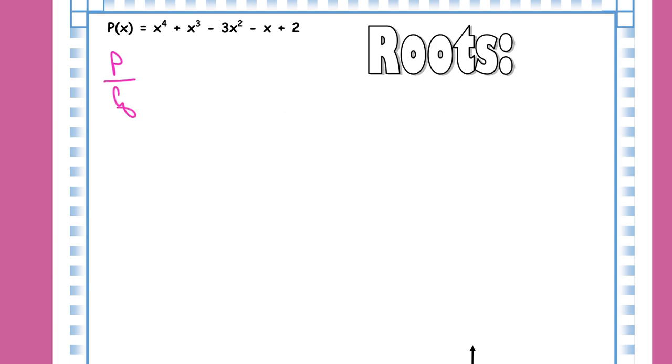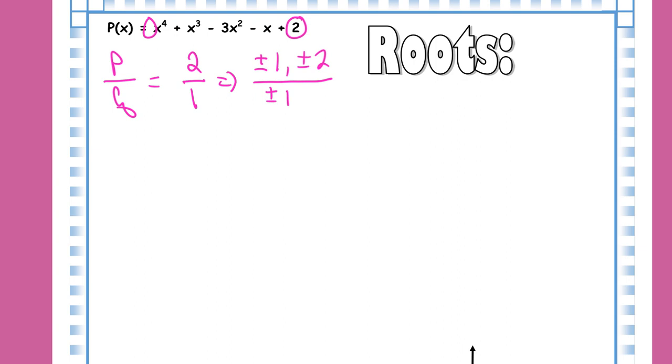So we got our P's and our Q's. Our P's are going to be the last number. Notice I don't care anything about the sign. And then it's going to be the first number. Oh, this is an easy one. We need the factors of 2. So the factors of 2 would be plus or minus 1 and plus or minus 2. Then we need the factors of 1, which is just plus or minus 1.